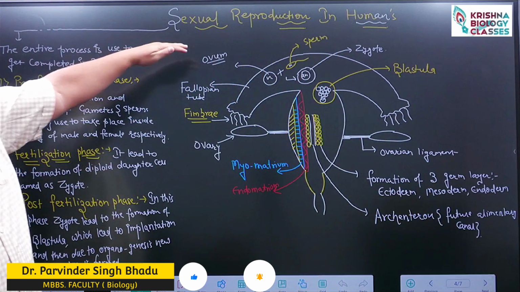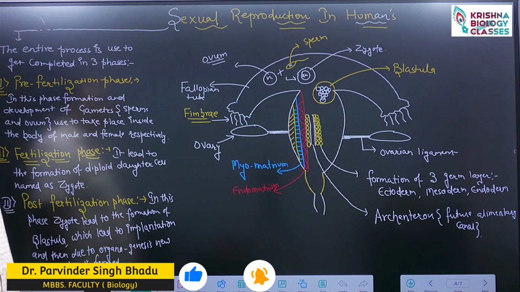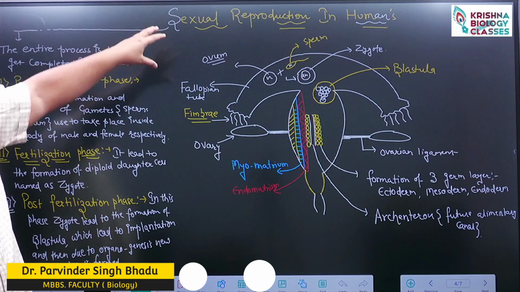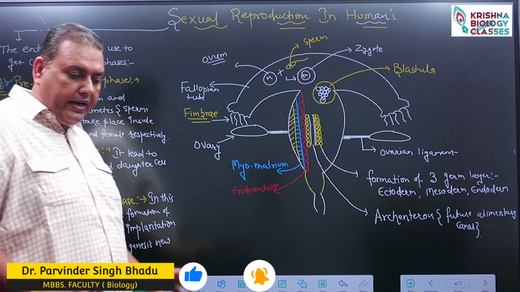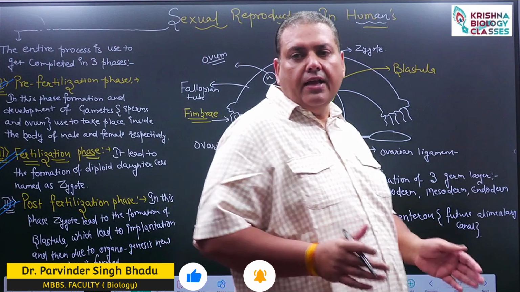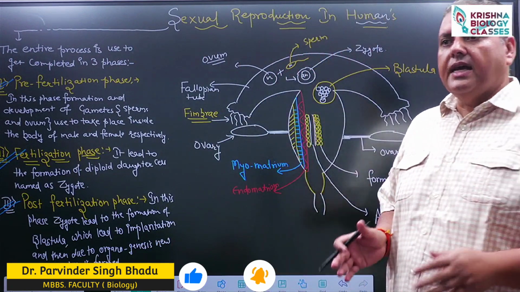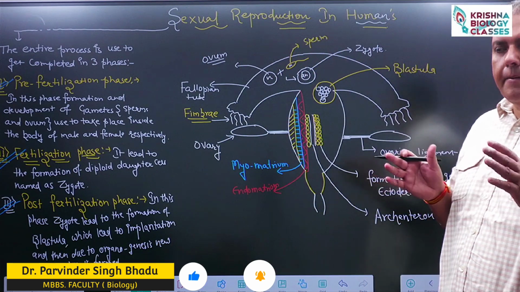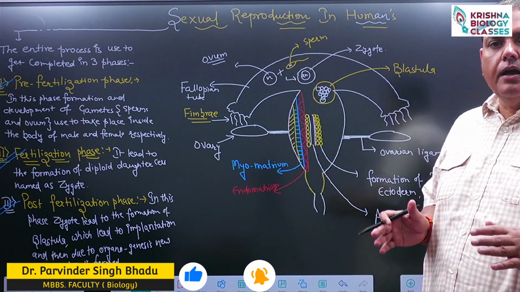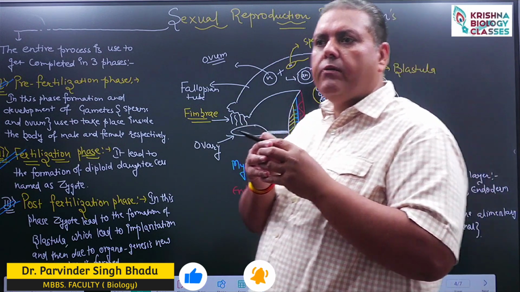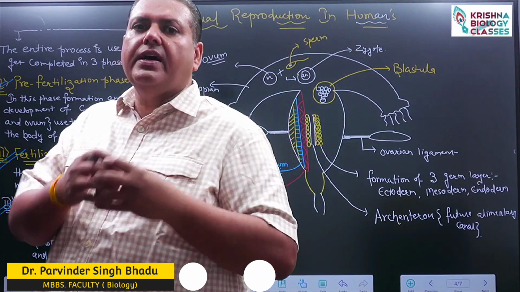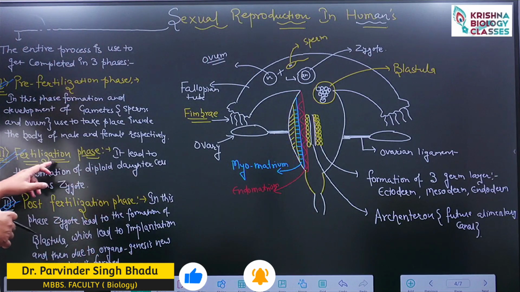Now we move to the sexual mode of reproduction in humans. The entire process of sexual reproduction is divided into 3 phases: pre-fertilization, fertilization and post-fertilization. What exactly is fertilization? As we had already discussed, sexual mode of reproduction is mainly dependent on the sex cells or gametes. Now, these sex cells or gametes get fused together. The fusion of the sex cells or gametes is named as fertilization.